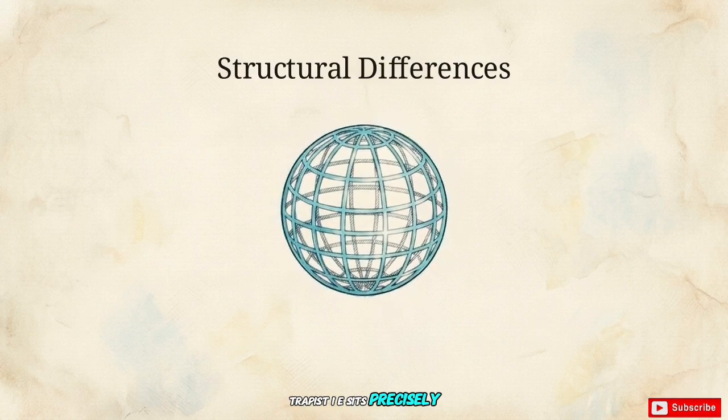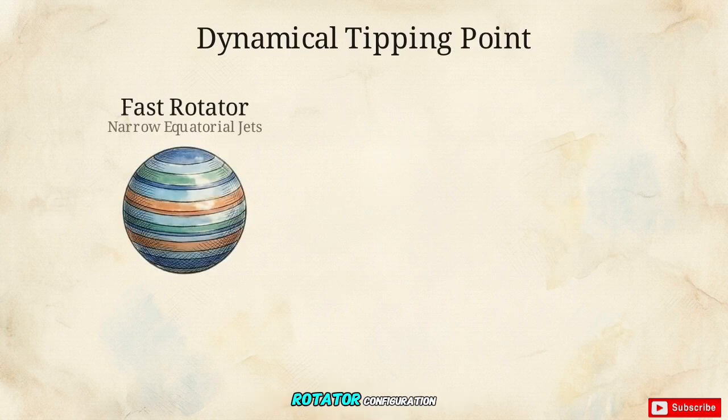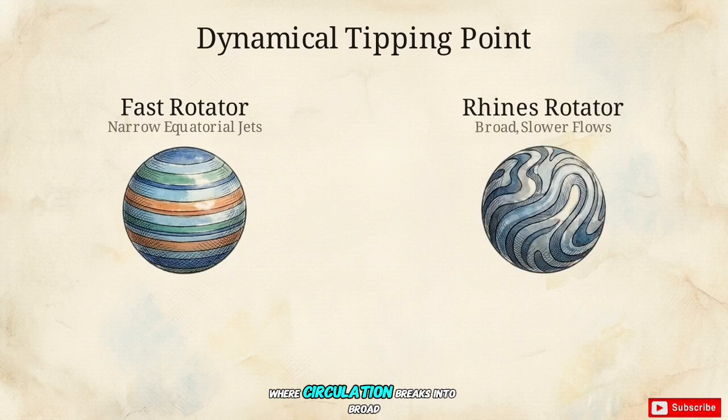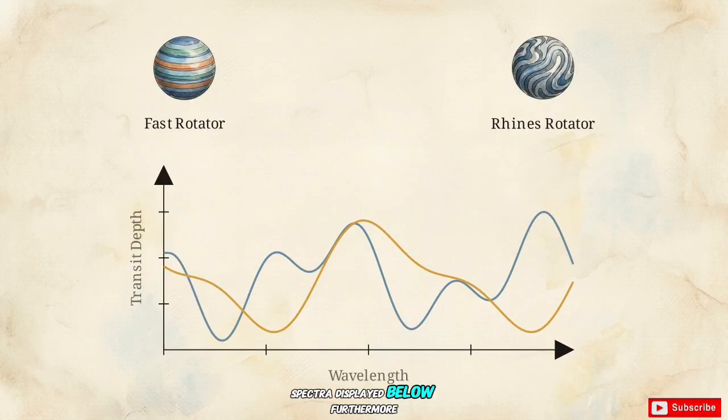TRAPPIST-1e sits precisely at a dynamical tipping point, allowing it to fall into 2 distinct atmospheric circulation states. The first is a fast rotator configuration, characterized by narrow, tightly banded equatorial jets. The contrasting state is a Rhines rotator, where circulation breaks into broad, slower flows reaching higher latitudes. These varying states directly correlate to the simulated transmission spectra displayed below.